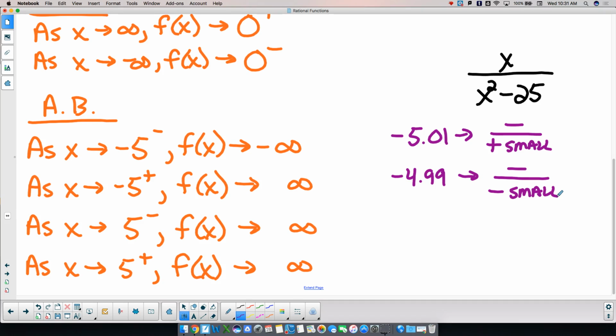Okay? You can always do this math. You can always square negative 4.99. 4.99 times 4.99 gets me 24.9001. Right? And I subtract off 25, gets me negative 0.0999. Okay? Negative divided by a negative is positive.